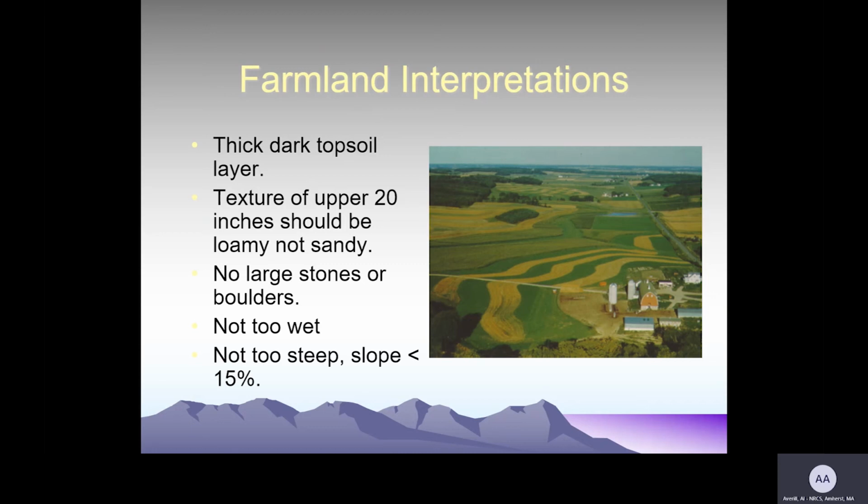Unfortunately, all of these features that make land good for farmland are also those same features that, at least to some extent, make it good developing land for homes and things like that. So with farmland, there's competition between, we all need to live somewhere, but we also need to eat. So that's something to think about.